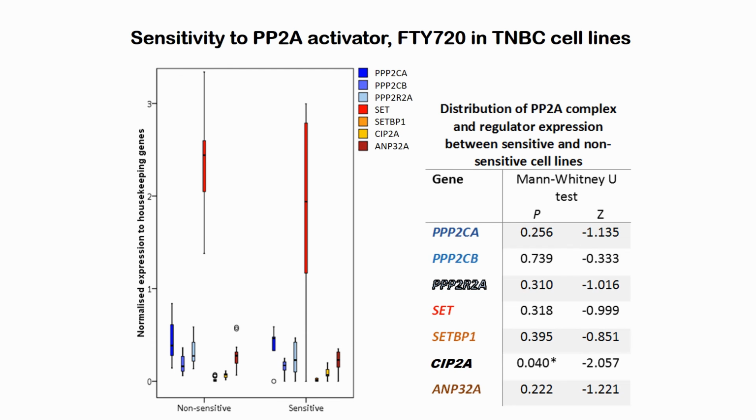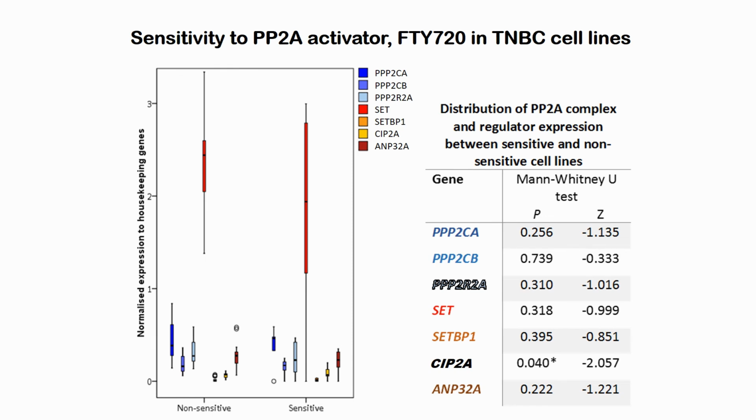When we look at this data set, the figure shows normalized expression to housekeeping genes, and compares, as a group of cell lines, the non-sensitive to sensitive, the distribution of the PP2A complex and its regulators. We have a slight significance of CYP2A high in the sensitive group. But this data shows us that it is extremely difficult to compare the markers at group level, so the sensitive as a group and the non-sensitive as a group.